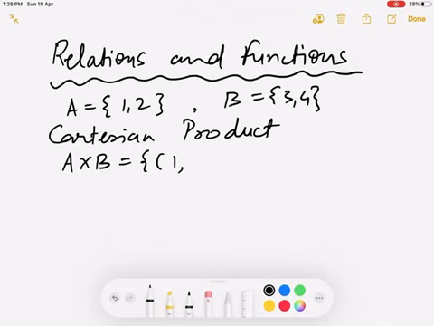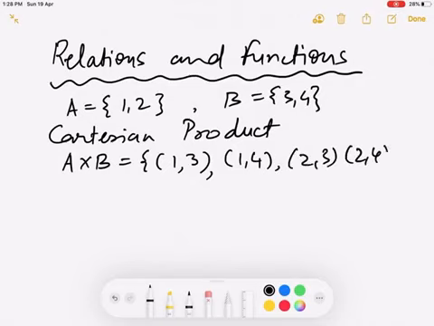Now if we write in that manner, then the first element from A we can take 1 or 2, and the second element from B we can take 3 or 4. So let us first form the first ordered pair 1, 3, then we can also form 1, 4, then we can form 2, 3, and then we can form 2, 4. So these four ordered pairs together will make up the Cartesian product of the two sets A and B.